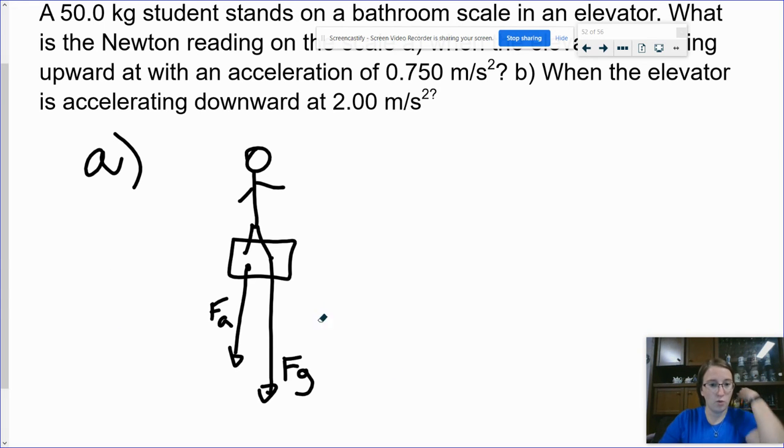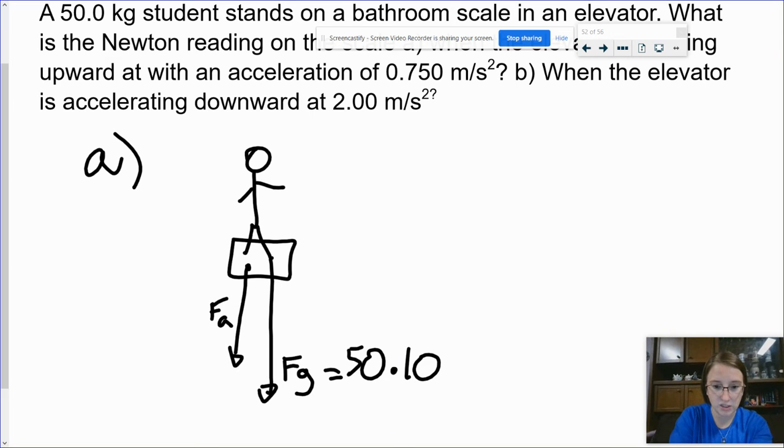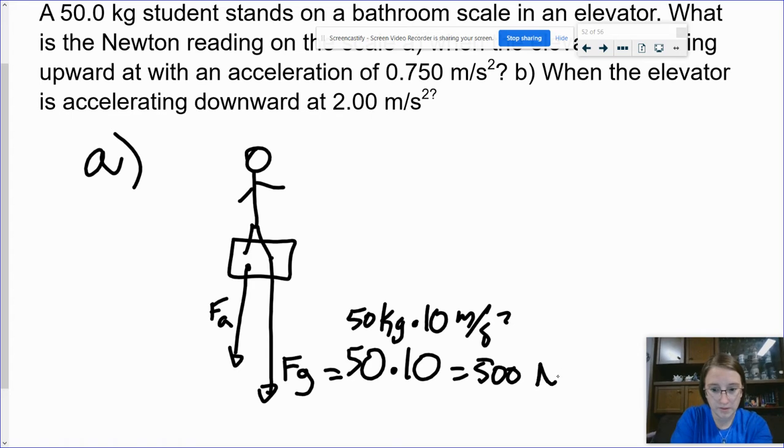So the weight on the scale in newtons is going to be these two forces added together. F equals ma. The force of gravity on you, you're 50 kilograms, times the force of gravity is 10 meters per second squared. That's 50 kilograms times 10 meters per second squared. Comes out to be 500 newtons.